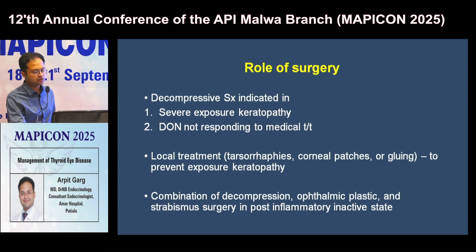Coming to the role of surgery in the management of Graves' orbitopathy, decompressive surgery is indicated in severe exposure keratopathy, when the patient has developed corneal breakdown or ulcers, and in dysthyroid optic neuropathy when the patient is not responding to medical treatment. Local surgeries in the form of tarsorrhaphies, corneal patches or gluing may be done to prevent exposure keratopathy. A combination of decompression, ophthalmic plastic surgery and strabismus surgery is required in the ultimate inactive state, which you can say is a kind of palliative treatment. If the patient is having gross Graves' orbitopathy and no activity, then there is a role of these palliative surgeries in the form of decompression or plastic surgeries.